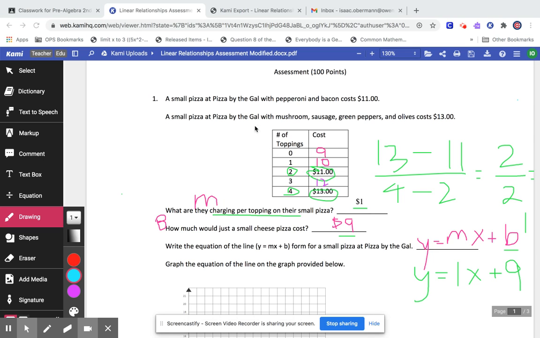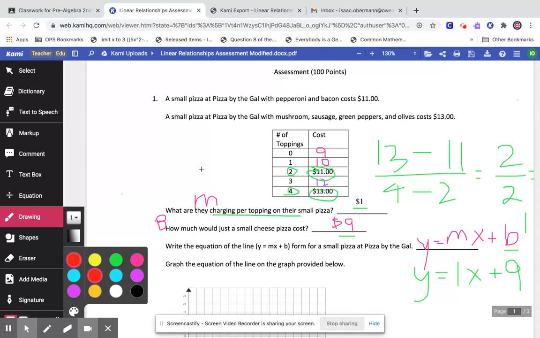This is your assessment. So this is a video you can watch. I emailed this to you as well so that you can see this. What you're doing here is taking these things and writing your ordered pairs. So here are my ordered pairs.